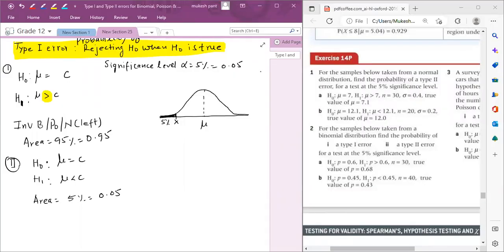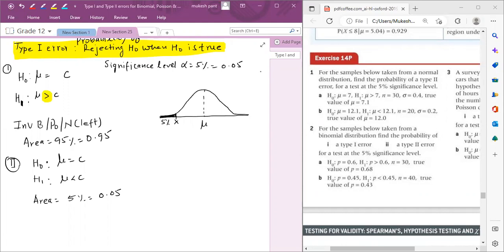So in the second option, you will have this type of problem. The null hypothesis mean will be given some constant or real value, and the alternative hypothesis is that the mean is less than this value C. C is a real value that will be mentioned in the question. So in that case, again, you will use the same thing, inverse binomial or Gaussian or normal left portion option only. So in this case, you will write area equals 0.05. This will be the area for which we need to find the critical value.